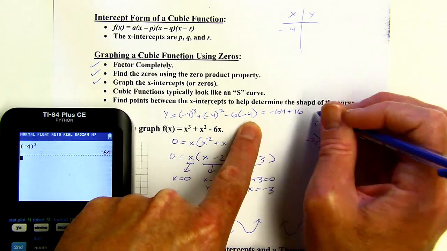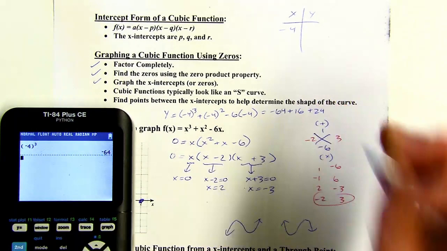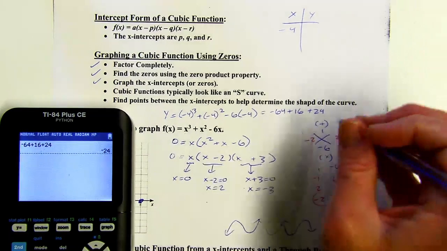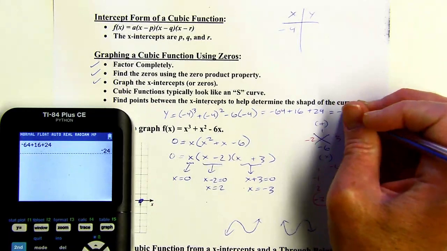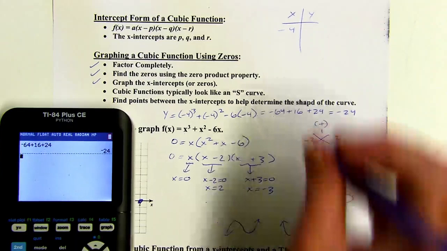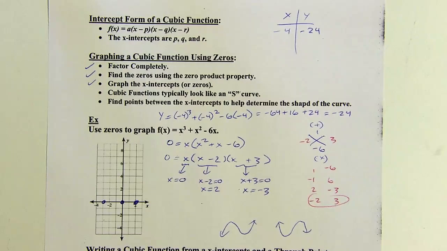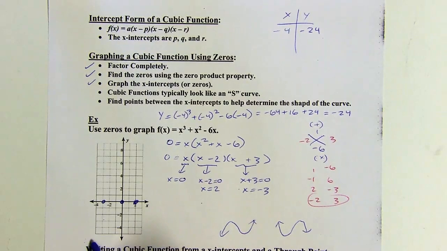Negative 6 times negative 4 would be 24. Okay, and then let me use my calculator here. Negative 64 plus 16 plus 24. That's going to come out to negative 24. Okay, so that means that the point negative 4, negative 24 would be on this graph. So that's way down here somewhere.